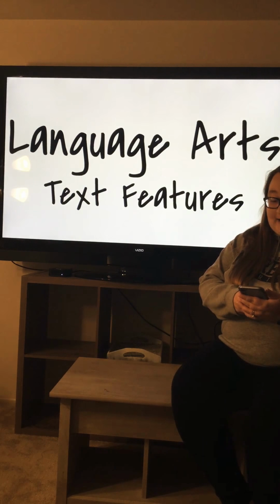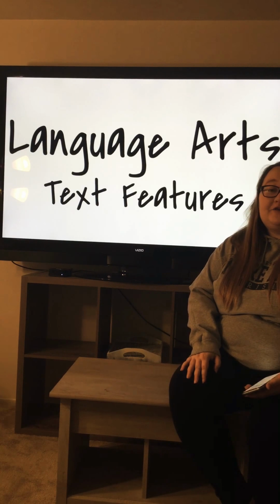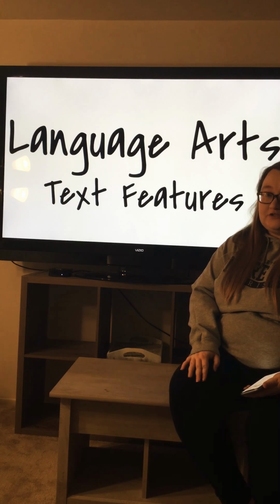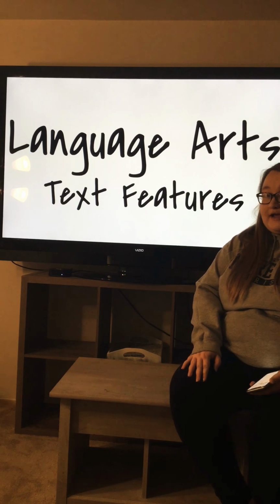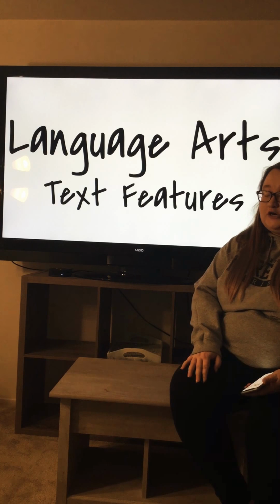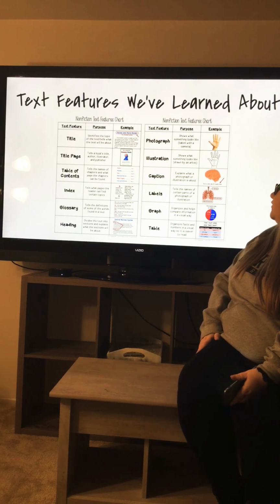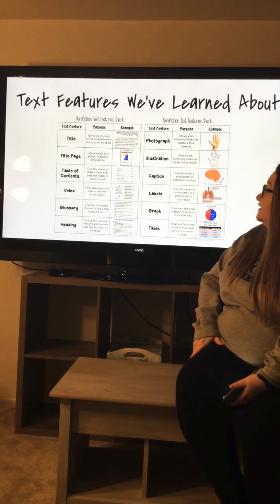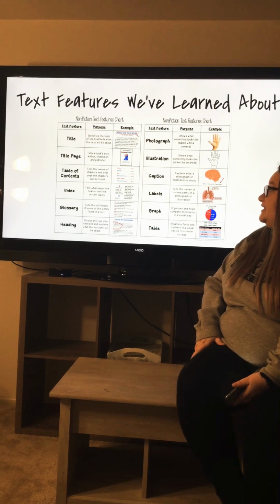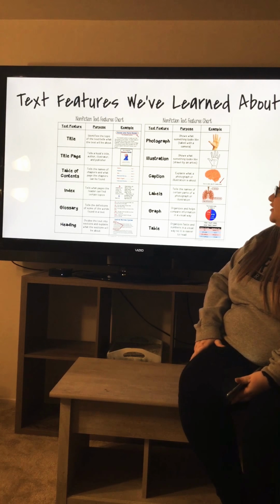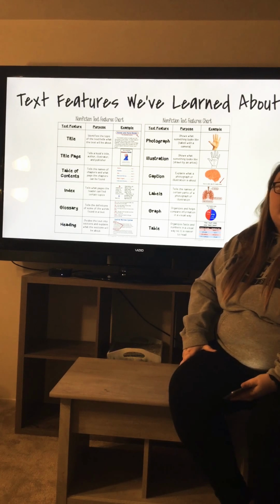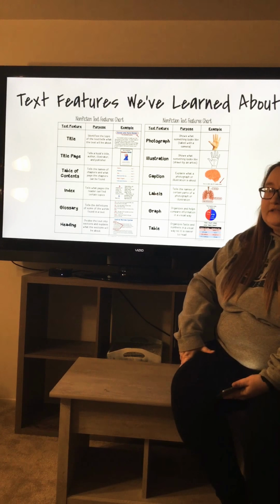Now, for language arts, we've been talking about text features, especially in our success groups. There's been a little bit of a break, but you have had some practice since we started eLearning. Now, these are some of the text features we've learned about: the title page, the table of contents, the index, the glossary, heading, photographs, illustrations, captions, labels, graphs, and tables. There are a few others, but those are some of the main ones that we've talked about.